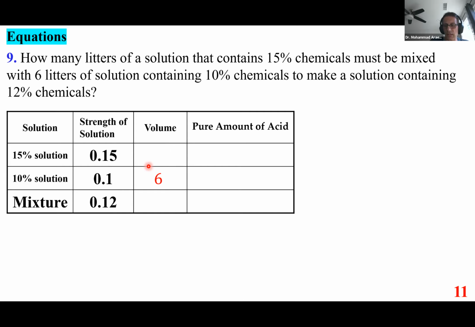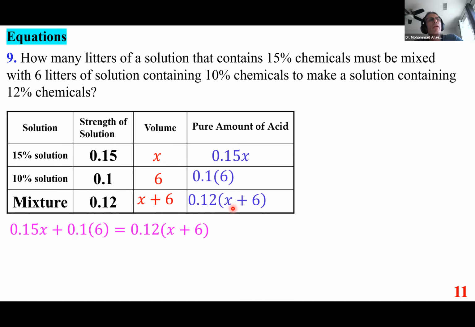So how about X? So if that is X, then this is a mixture problem. So the total volume is constant. The total volume is the sum of these two, which becomes X plus 6. Now the pure amount, just like the previous page, the product of this column and this column is the pure amount of acid. So 0.15x, 0.1 times 6, 0.12 times x plus 6. And these two add up to give us the last one. So again, as you can see, question, translation through this table, resulting in this equation.